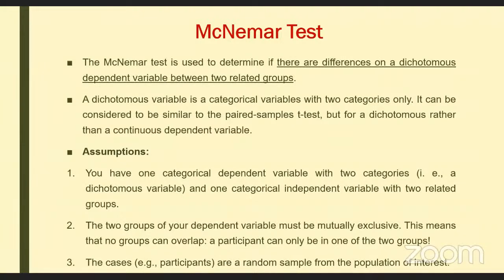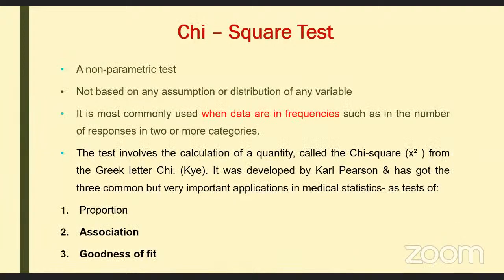You can go for a paired test also, but it is similar to the paired test, except here we have a dichotomous dependent variable instead of a continuous one. We have yes, no. I haven't used the McNemar test regularly, but it is in use, right? In case of a dependent variable that is dichotomous. Dichotomous means the responses will be in two ways: yes, no, positive, negative.